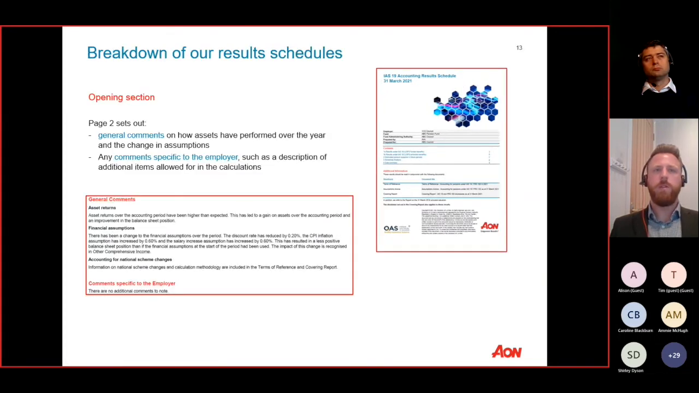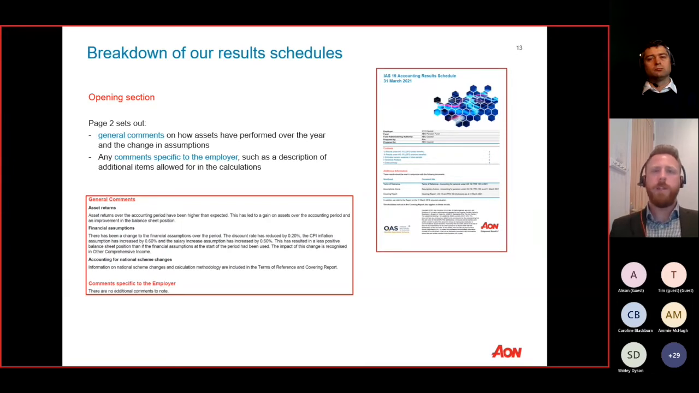So moving on to the results schedule then. It consists of an opening section, which includes comments on the results, section 1, which contains the draft disclosure note setting out all the numbers, section 2, which shows a projected profit and loss account for the future years, section 3, which shows the sensitivity of the liability figure and the projected current service cost to changes in assumptions, and then finally section 4, which sets out a summary of the data used in our calculations.